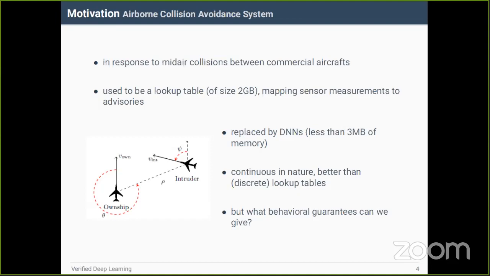Okay, so we can get rid of the table, we can put the DNN in place, but before we do that, we have to guarantee something, right? So we have to give some behavioral guarantees. And the question that we are asking is, what kind of behavioral guarantees can we give? This is what we'll learn in the remaining part of this course, we'll talk about this subject.